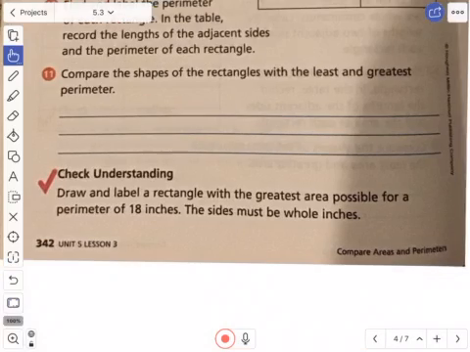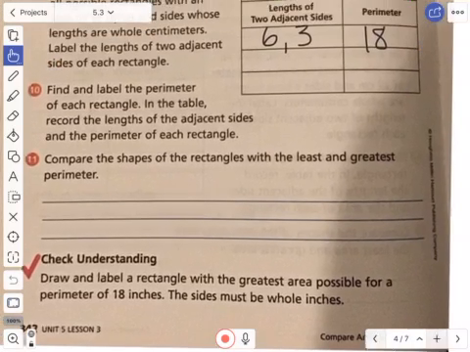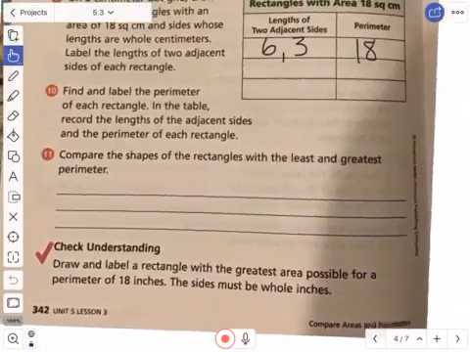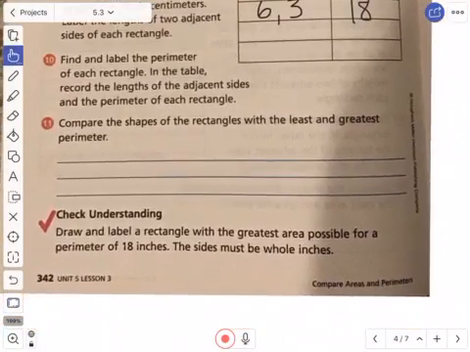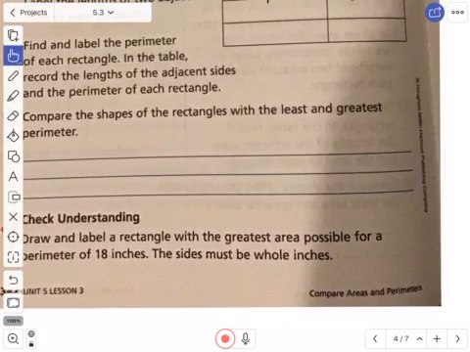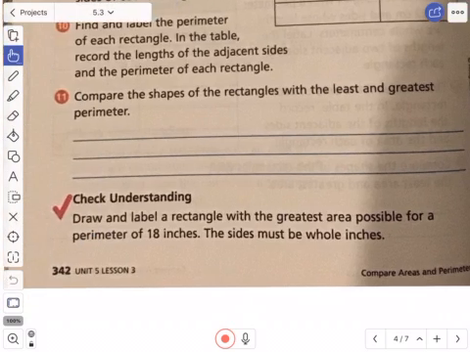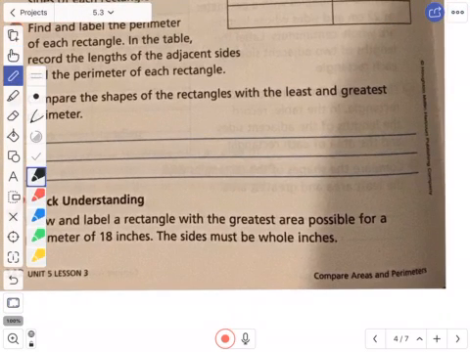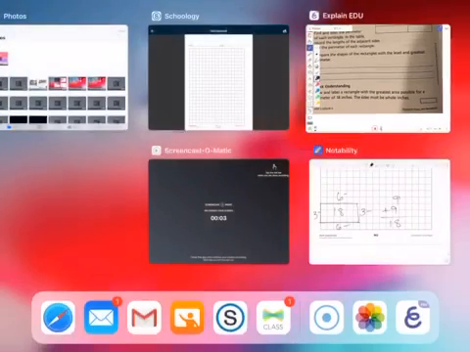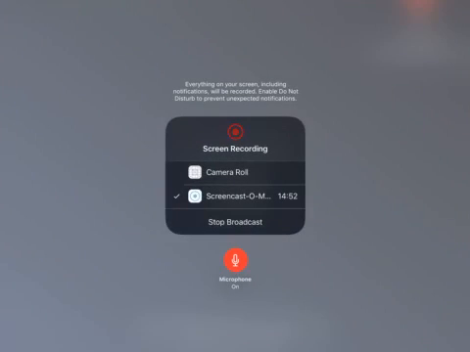And then at the very bottom, draw and label a rectangle with the greatest area possible for a perimeter of 18 inches. The sides must be whole inches. Well, you will have pretty much already done that work up above. You can just try to add that wherever you can, even like a small little rectangle right here. So what would the perimeter be? I'm just going to draw a quick little rectangle right here, small. And you can even try to do some of that work on Notability. But stop in here, come back for your next one to check in.